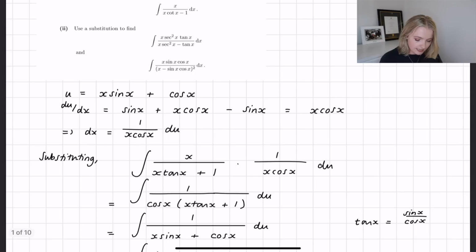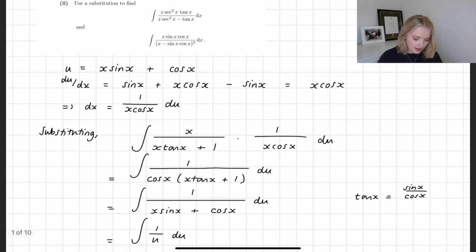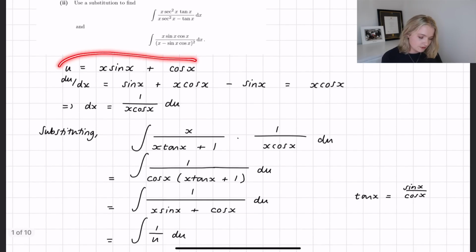Rightly, we know that tan of x is sine of x divided by cos of x, and so we can simplify this here because cos of x multiplied by x tan of x here is just going to be x sine x. And then we have plus cos x because we have 1 multiplied by cos x here. Amazing. And rightly, we know that u is x sine x plus cos x, and so this just simplifies to this really, really nice integral here.